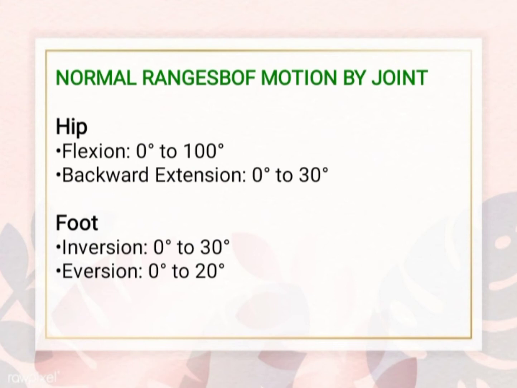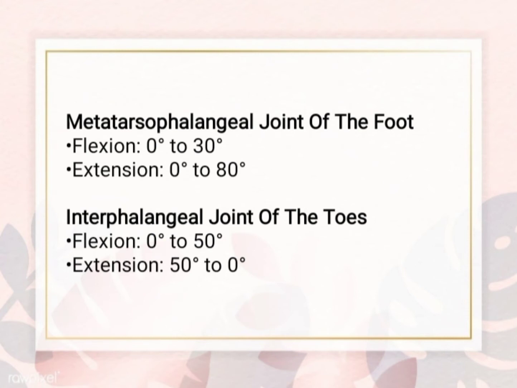So, the joint movements of the hip are flexion, that is 0 degrees to 100 degrees, and backward extension, that is 0 degrees to 30 degrees. Foot eversion 0 degrees to 30 degrees, inversion 0 degrees to 20 degrees. Metatarsophalangeal joint of the foot, flexion 0 degrees to 30 degrees, and extension 0 degrees to 80 degrees. Interphalangeal joint of the toes, flexion 0 degrees to 50 degrees, and extension 50 degrees to 0 degrees.